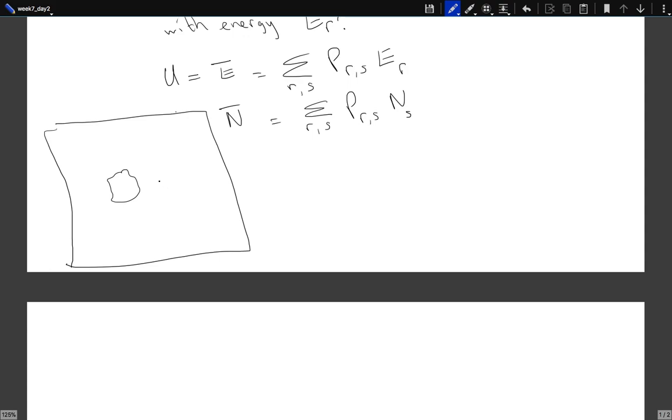So let's say my system has energy E_R and the number of particles N_S. Let's say the reservoir has energy E_R prime and number of particles N_S prime when my system has the energy E_R and the number of particles N_S. So let's just call E0 the total energy, and N0 the total number of particles.